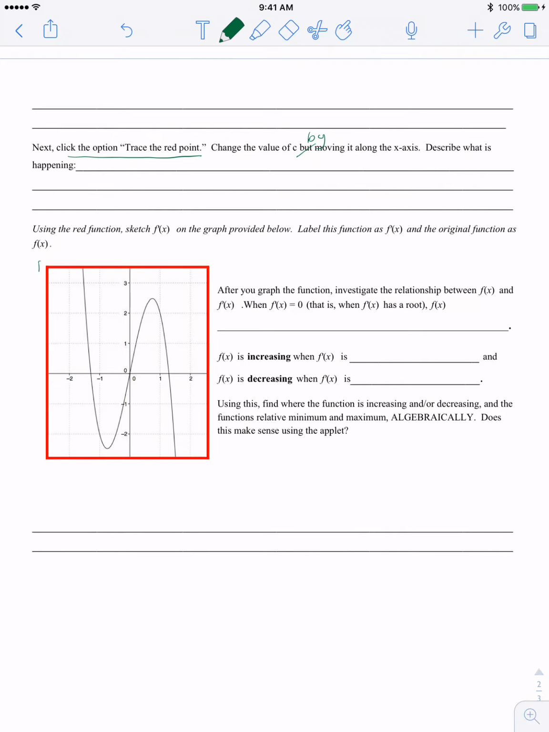Next, this is the graph of my function. So what I would do is sketch the derivative on this function. And then I'm going to look for the relationship between f of x and its derivative, f prime of x. In particular, I want you to fill out when f prime of x is equal to 0, that is, whenever the derivative has a root, f of x does what?